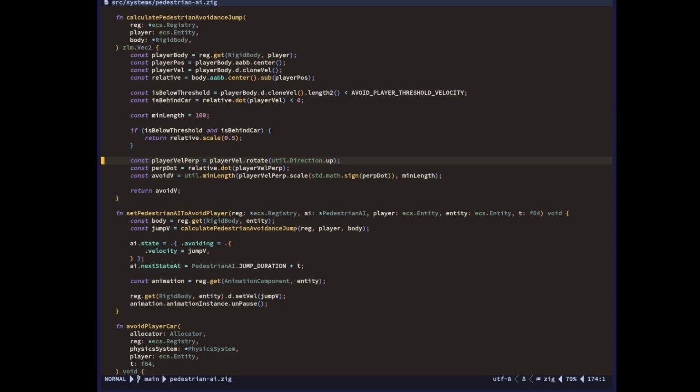Otherwise, we want to calculate if the pedestrian needs to jump up or down relative to the player velocity. So here we take the perpendicular to the player velocity by taking the player velocity and rotating it by 90 degrees, which is defined as pi over 2.